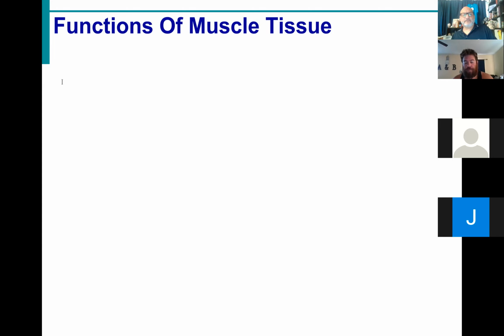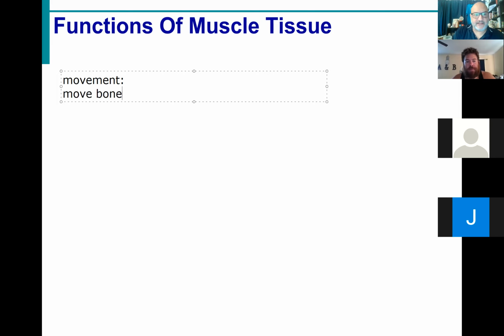Body movement. Excellent. And we've been saying that a lot. We've been talking about from the very beginning that muscle tissue allows for movement. But let's be more precise than that. What do we really mean when we say movement? It moves our bones. Okay, so it moves our body through space, or bones. I like that. That's precise too.